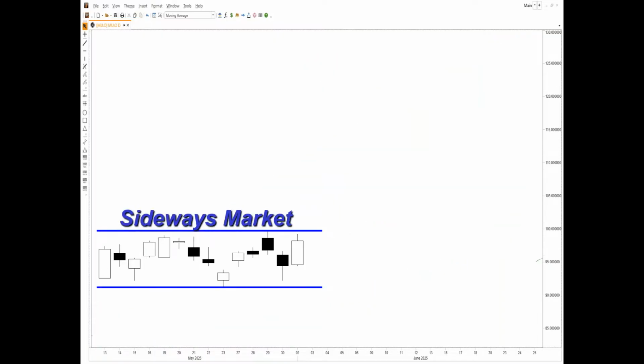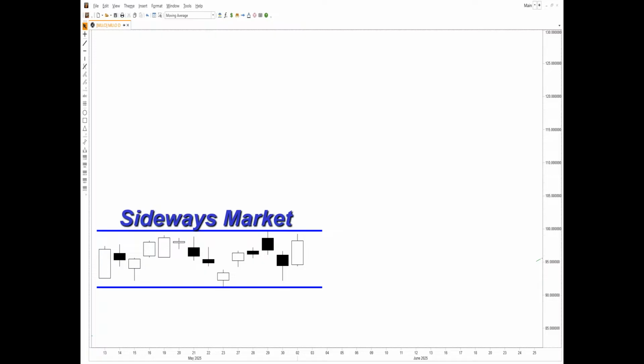Let's look at this example in MU. Micron here is going sideways. It's a sideways market, and we're always taught to stay away from these markets. Why? Because when you buy, it goes down, and when you sell, it goes back up. You get whipsawed. So we say to ourselves, I don't want to trade markets like this because this is where I always lose, and they're really not advantageous markets to get involved with.